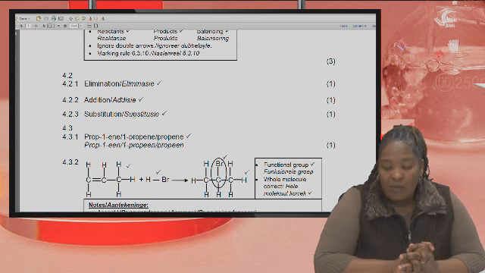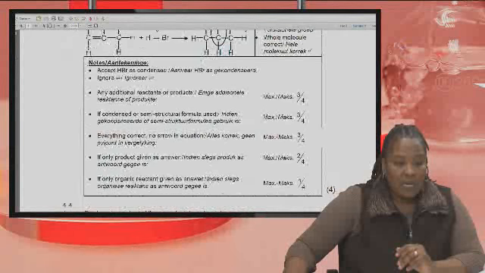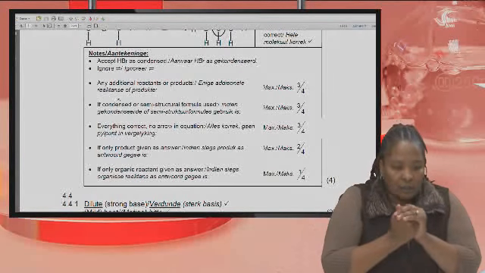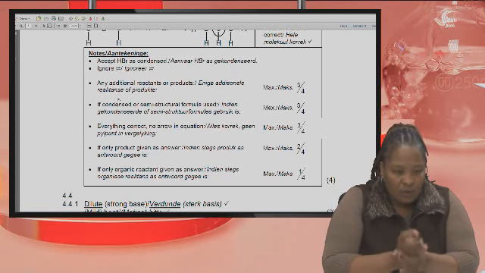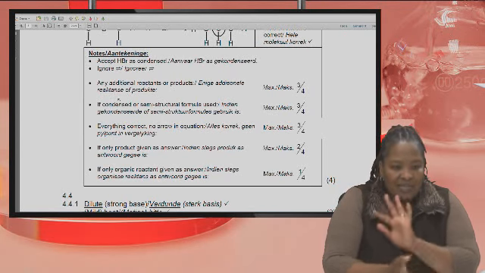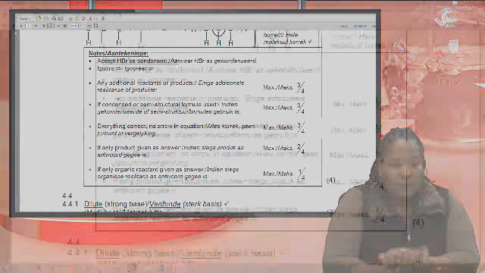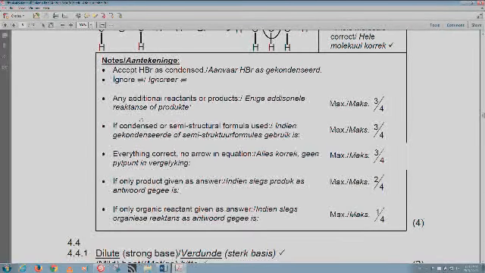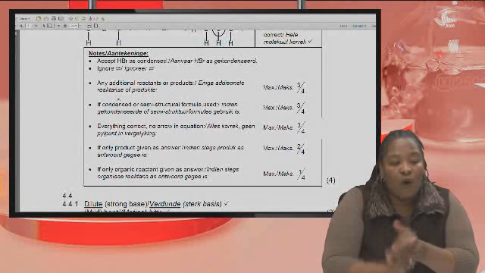Then the second question was in 4.3.2 there. In 4.3.2, in the last 2 bullets, it was said if only the product is given 2 out of 4, or if only the organic reactant is given, it's 1 out of 4. So the question is, do we apply marking rule 6.3.4 or do we just mark as it is? Because in the notes, it is not mentioned that it is marking rule 6.3.4.